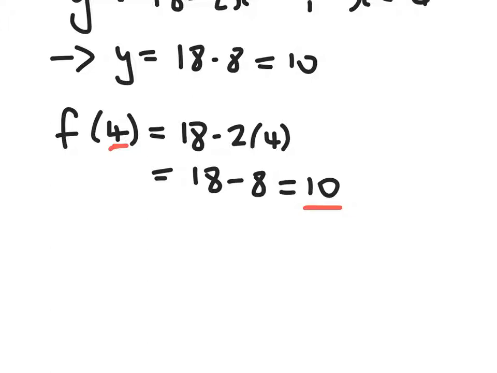It asks you to write your answer as a pair of coordinates. Well, it's basically an x and a y. Your 4 is your input, your x, and your 10 is your output, your y.